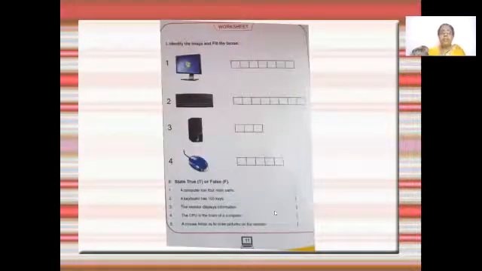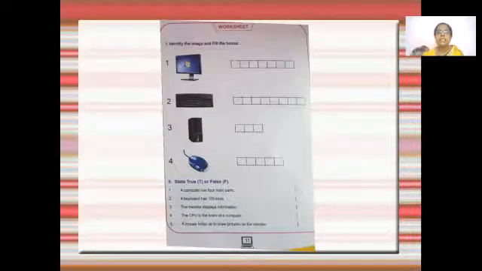Now you have worksheets. You must do all these worksheets. Here you have some boxes. What is the picture of this? Monitor. What is the spelling of monitor? M-O-N-I-T-O-R. This is a keyboard. This is a CPU. This is a mouse. Then you read and you tell me the answers. If I tell you the answers, then I will not know whether you understood the lesson. So complete all this. I will give you marks for doing all these worksheets.